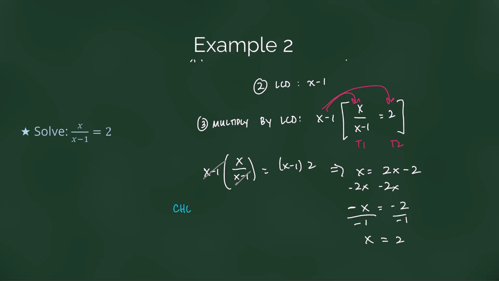Let's check it. Our original equation was x over x minus 1 equals 2. If we replace all of our x's with 2's, we get 2 over 2 minus 1, which is 2 over 1, which does in fact equal 2.